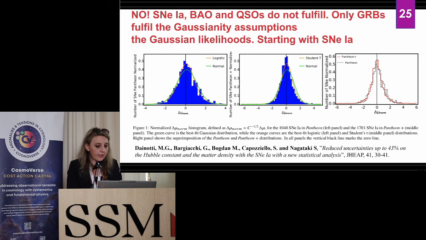This is the example with the supernovae. Here we can see that with the Pantheon sample, the logistic distribution is going to be the best fit distribution, while in the second panel we have the Student's t distribution that is going to be a better fit than the normal. And you can see some deviation from the normal distribution for the Pantheon and PantheonPlus samples. Of course, this is also normalized by the covariance matrix.